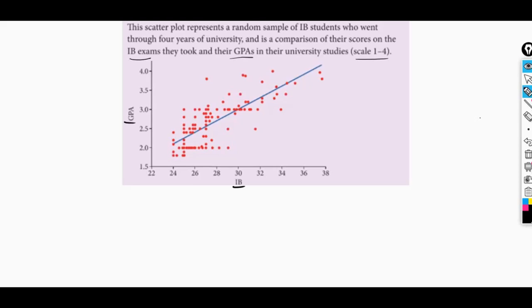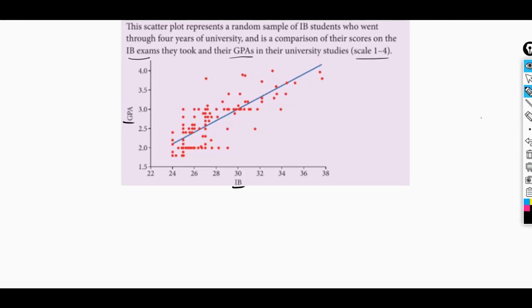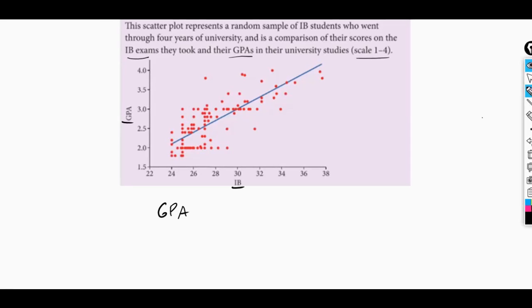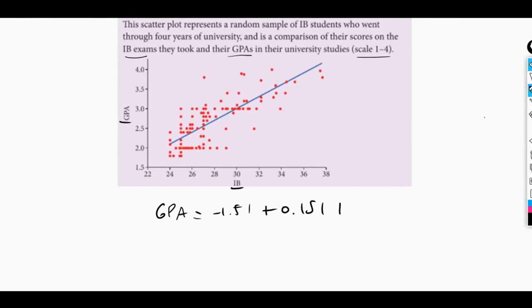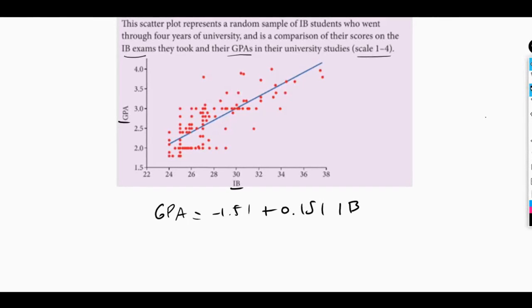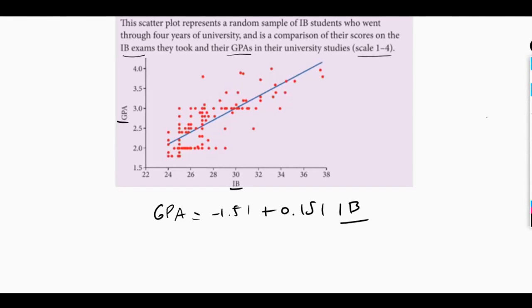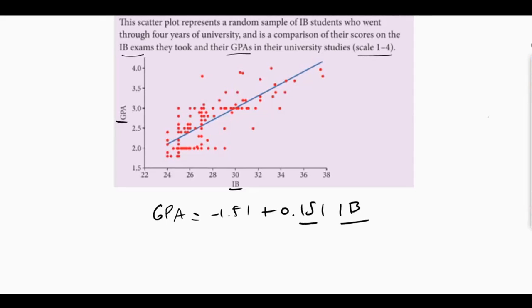Now, they tell us that when they found the linear regression for this set of data, the GPA is equal to minus 1.51 plus 0.151 times the IB grade. So this means that on average, for every point that the IB grade goes up, you would have an increase of about 0.15 points in the GPA.